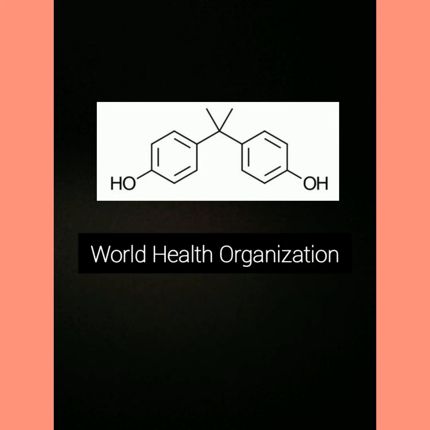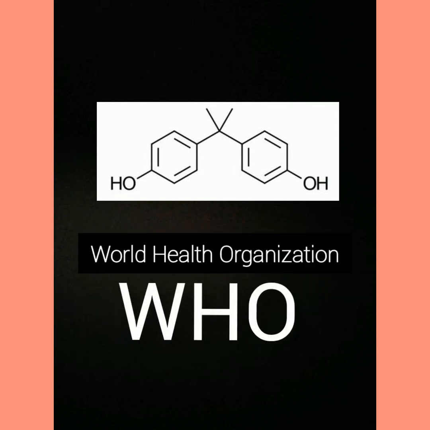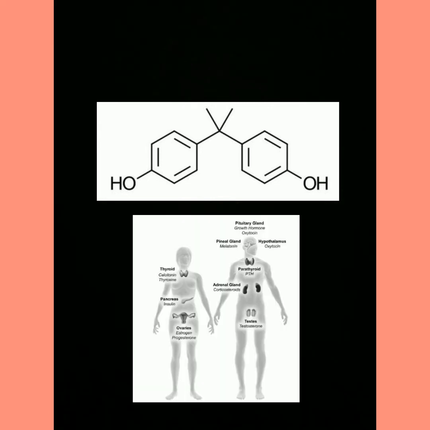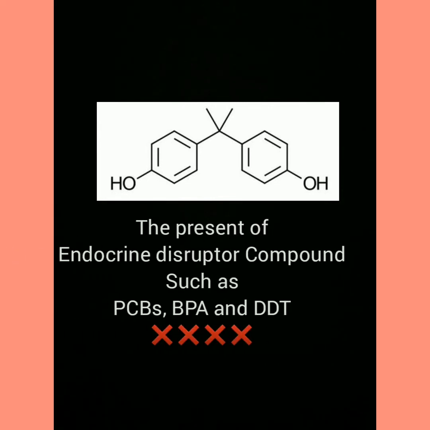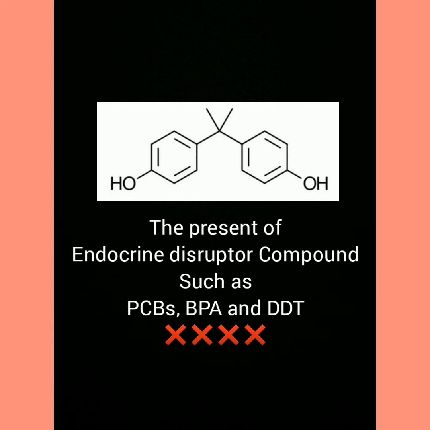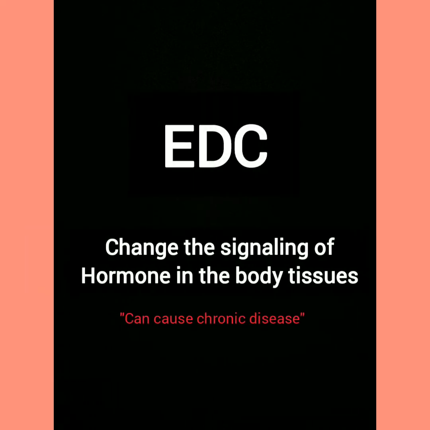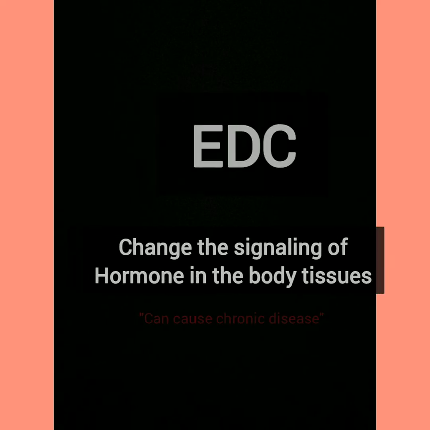According to the World Health Organization (WHO), the endocrine system regulates the metabolism and function of the body. Endocrine glands secrete hormones that act on their target organs through receptors. However, the presence of endocrine disruptor compounds (EDC) will change the signal of hormones in the body tissues.